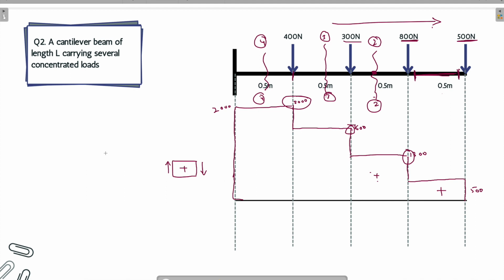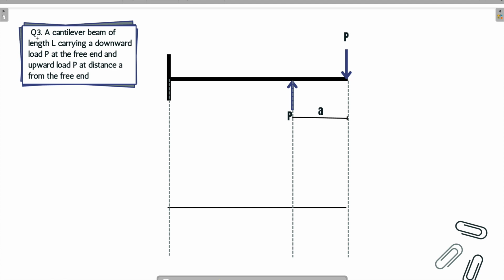So two points over here: when there is no loading in the beam, in a section the shear force diagram is constant. When there is a point load or a concentrated load acting, the shear force diagram jumps quickly. We are moving to the next question.